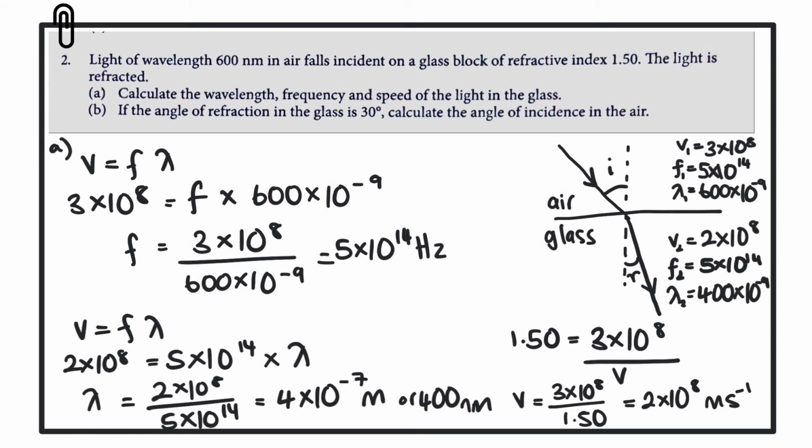So the question asked us to work out the wavelength of the light when it's in the glass, which we found to be 400 nanometers, or 400 by 10 to the minus 9 meters. The frequency in the glass, which we found to be 5 by 10 to the 14 hertz, and then the speed of the light in the glass, which was 2 by 10 to the power of 8 meters per second.